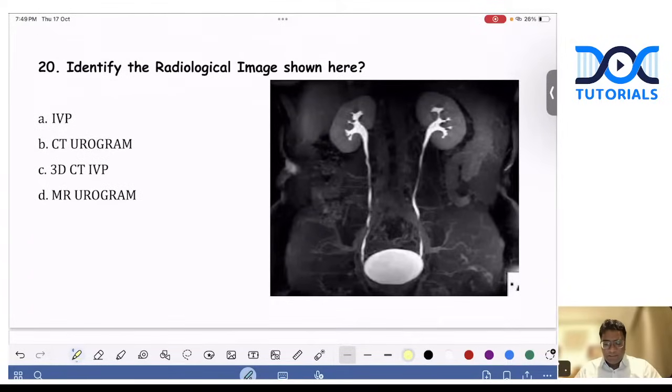This is an easy one that I have kept for you. I hope all of you got this right. What is this image showing you? How is the bone? The bone is black. The pelvic bone, the ribs, all of this is dark. So this is MRI, and you are seeing the pelvicalyceal system, the ureter and the bladder. So this is MR urogram.